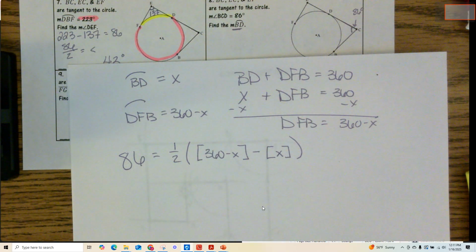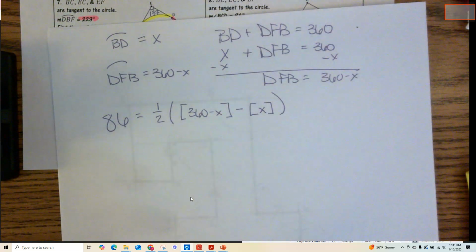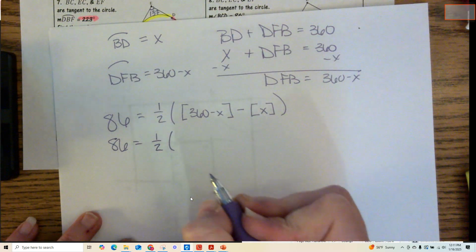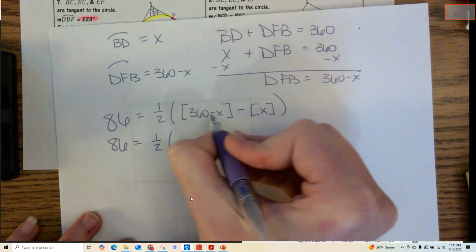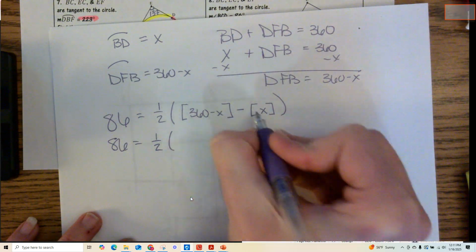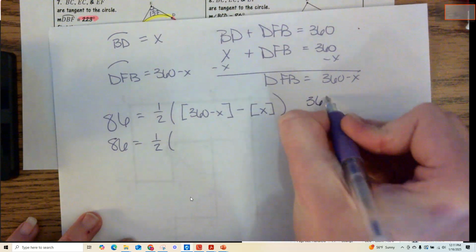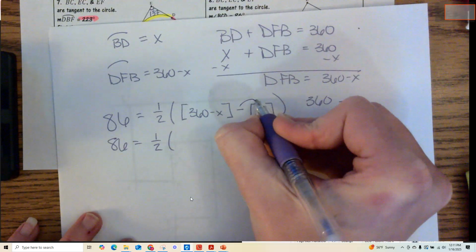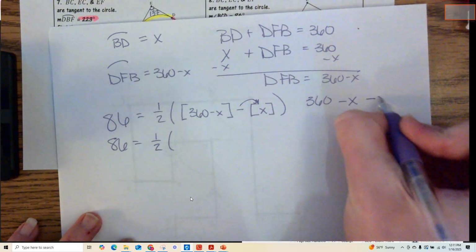You know what? I'm going to do this one by hand because y'all need to see it. Again, if you plan on taking Algebra 2 next year, you need to see it. So 360 minus X and then minus X. The reason you have to put all those parentheses in there is because this negative distributes and makes that a negative X.